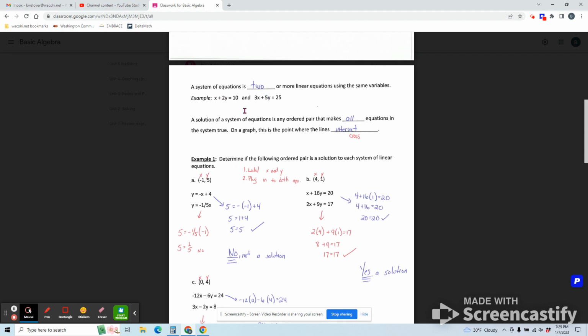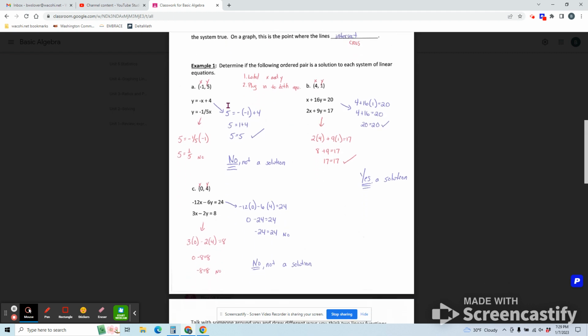Two different equations, but they both have an x and a y. A solution of a system of equations is any ordered pair that makes all equations true. On a graph, this is the point where the lines intersect or where they cross. So once again, we are focusing on just 2 linear equations. So if I'm looking for a solution, it should make both equations true. And that's what example 1 is asking.